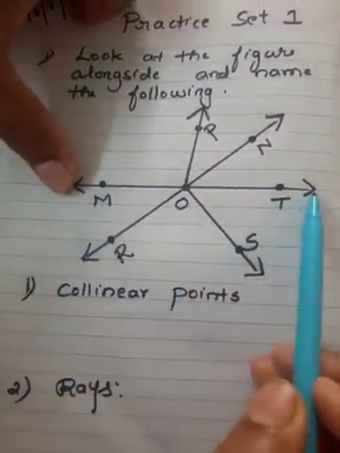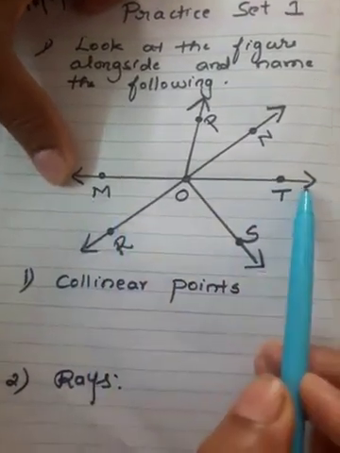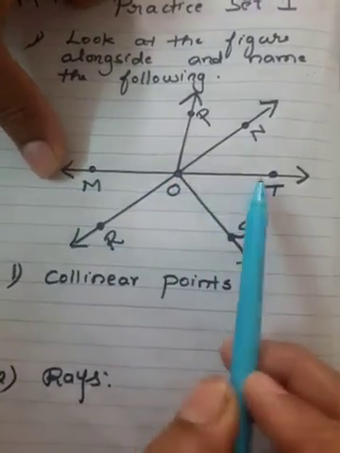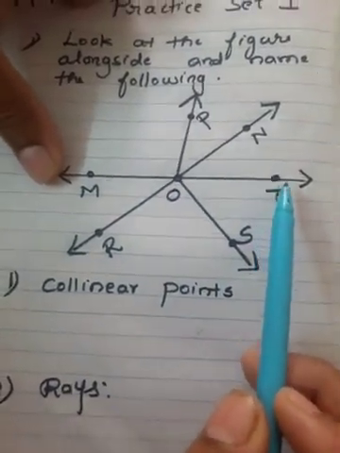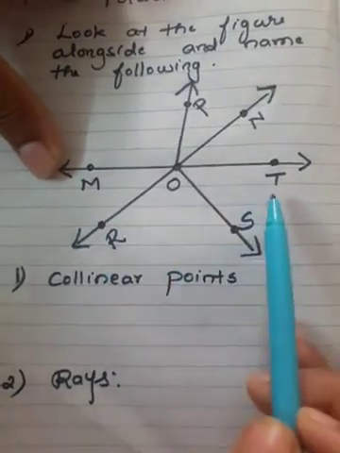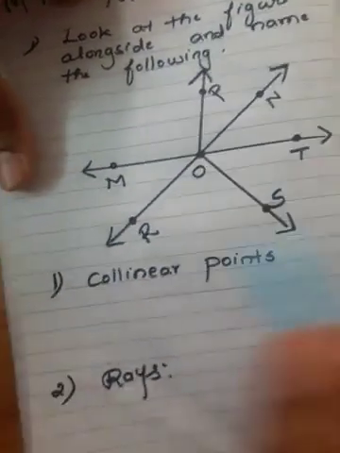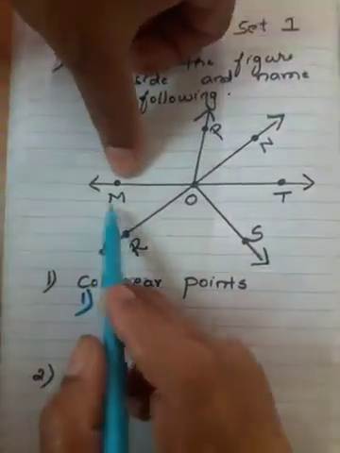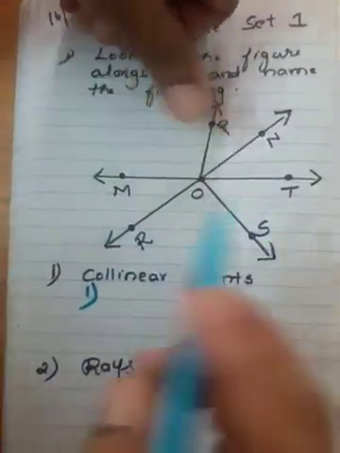Look at this line, okay? On this line, you can see 3 points, point M, point O and point T. So all the points are on the same line. So they are called collinear points. The one set of collinear points, so which are they? Point M, point O and point T.